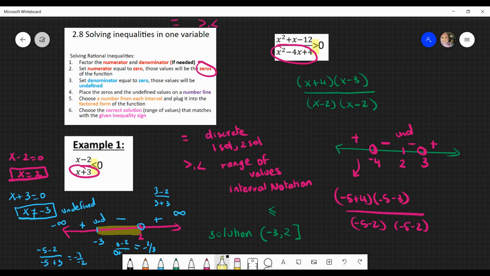And I want to see what I want to choose. Greater than, that means I need to choose the positives. And I'm going to write down the solution as an interval. So it's going to be negative infinity to negative 4. I don't have it or equal to 0, so I'm not going to close it on the zeros. And 3 to infinity.